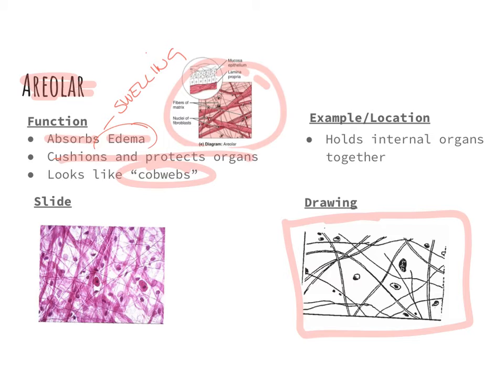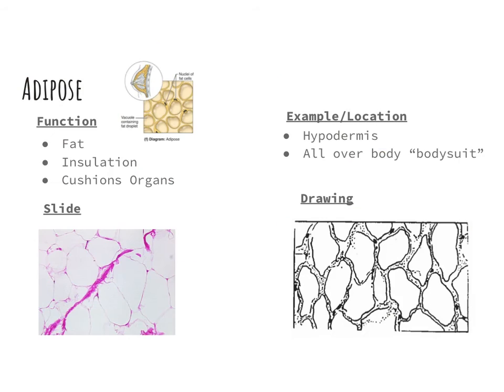And where is this? Well, it's all over our body. It's holding everything together. And if we look at it under the slide, it looks much like the picture. You can see a lot of open space, but some fibers running throughout it, and then of course some cells as well. All right, next we'll talk about adipose tissue.